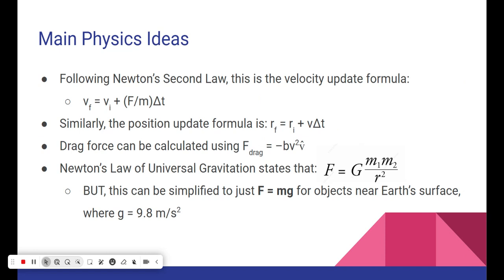What are our main ideas for physics here? Following Newton's second law is the velocity update formula, which says that Vf equals Vi plus F divided by m times delta t. Similarly, the position update formula is Rf equals Ri plus V delta t. Drag force can be calculated using F drag equals negative B V squared times V hat, which is called the turbulent drag formula. Newton's law of universal gravitation states that F equals G times m1 m2 divided by r squared, but this can be simplified to F equals mg for objects near Earth's surface, which we are looking at here, where g equals negative 9.8 meters per second squared.